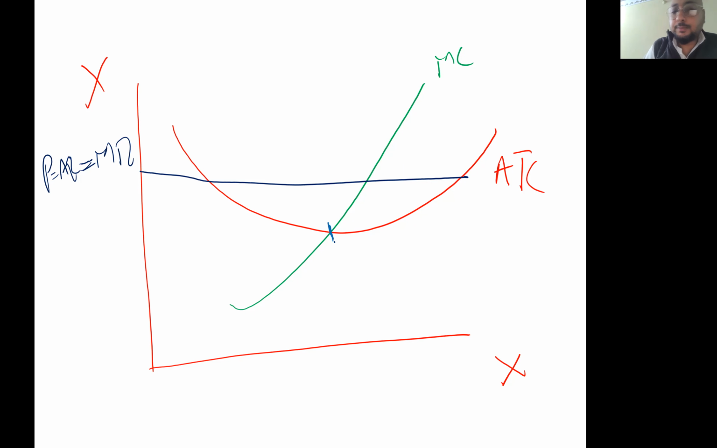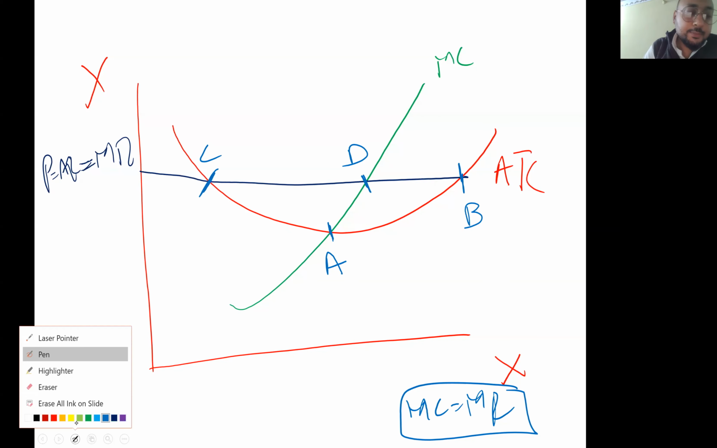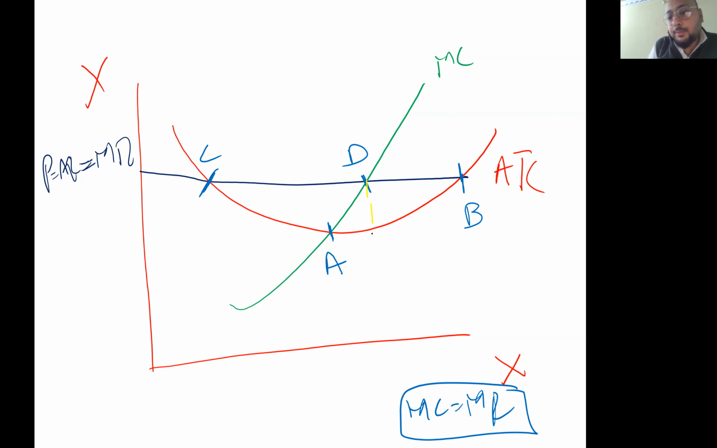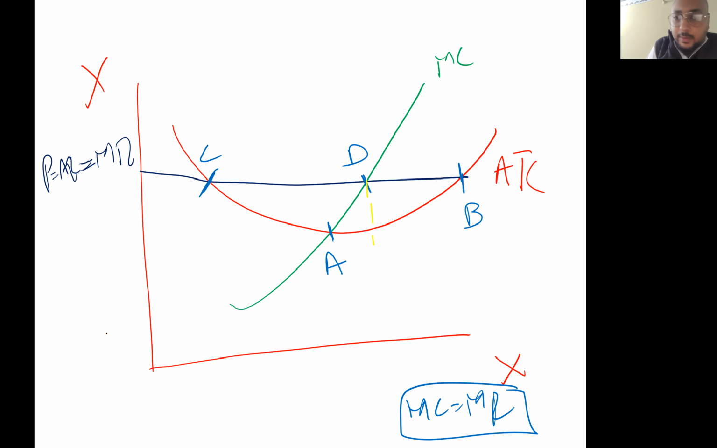Here, this is point A, this is point B, this is point C, and this is point D. So where is MC equal to MR? Where do we need to produce at MC equal to MR? Can anyone tell me? D. Well done. So we need to produce at D. We need to produce here.